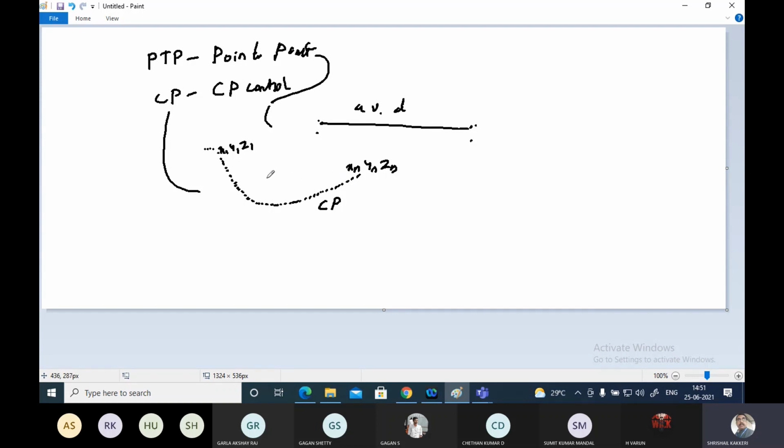In the continuous path, the controller has to remember the series of these points, so this controller will be very sophisticated and complicated, and it has to store many memories.